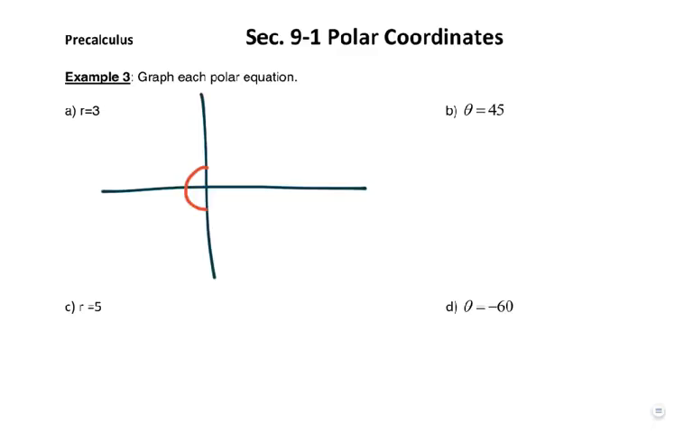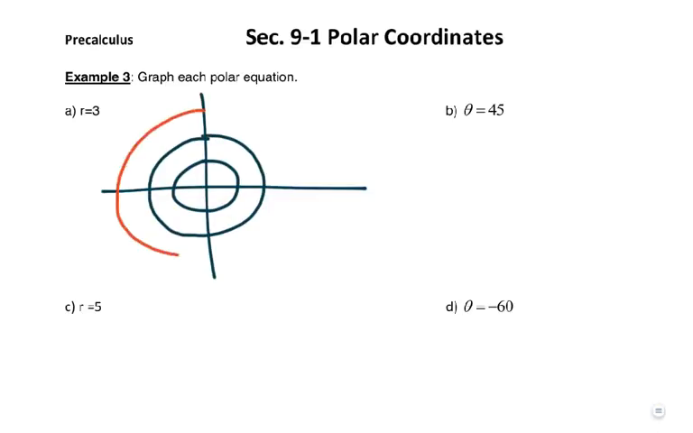I'll use black. So here would be a radius of 1, a radius of 2. So this would be the graph. Every point on that circle would be a point on the equation r equals 3.